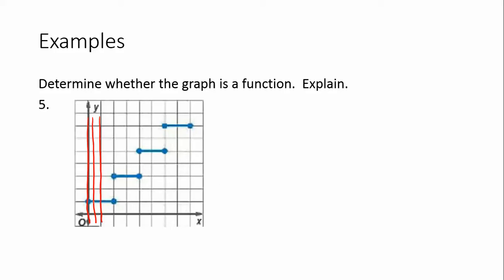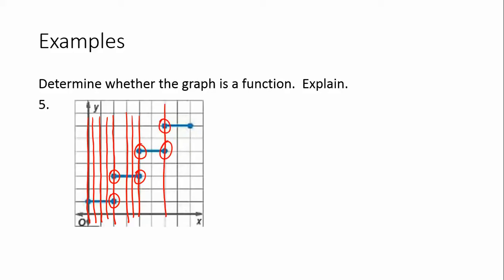Notice I'm only hitting that part of the graph one time, except when I get here. I've drawn a vertical line that's passed through the graph twice. That means we do not have a function. Now if I keep going, you can see where it happens. It happens where the little segments end and the new one begins.